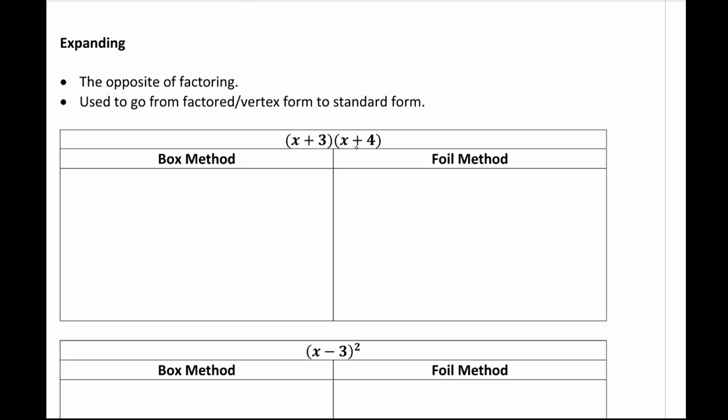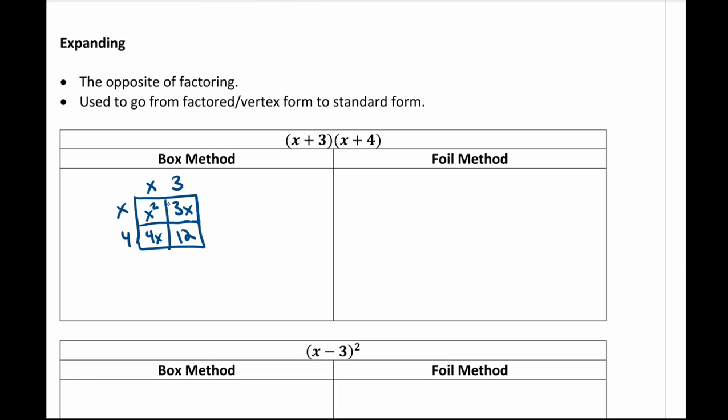So in the first one, we have x plus 3 times x plus 4. If I'm using the box method, I'm going to create a box with 4 squares. I'm going to put one bracket on top, so x and +3, x and +4. We're going to treat this like a multiplication table. So x times x gives me x squared, x times 3 gives me 3x, 4 times x is 4x, 4 times 3 is 12. So these are all the different pieces of my final answer.